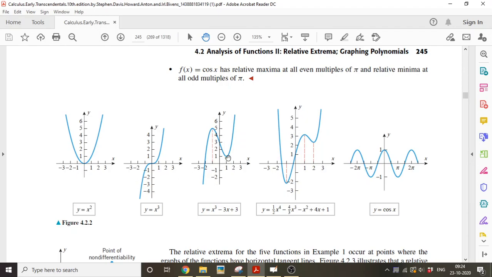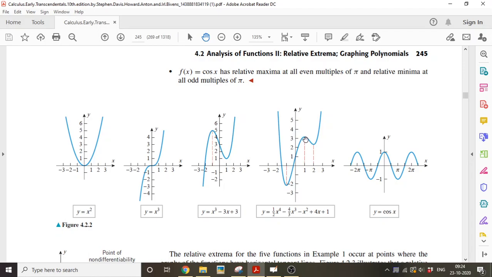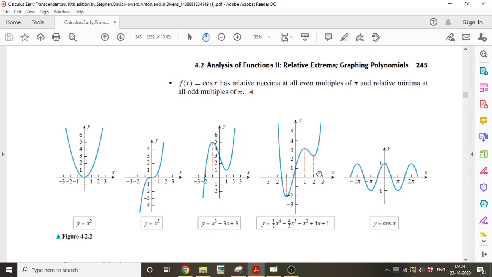And the third example: if you look at this function, you have a highest peak at the point minus 1 and a lower peak at 1. So minus 1 is a maximum point and 1 is a minimum point. Similarly, if you take the fourth function, it has lower peaks at minus 1 and 2 and a higher peak at 1. Therefore minus 1 and 2 are relative minima and 1 is a relative maximum.